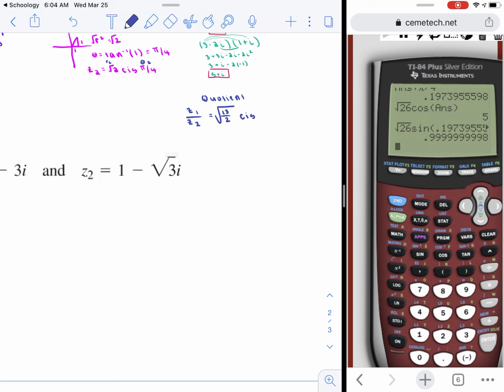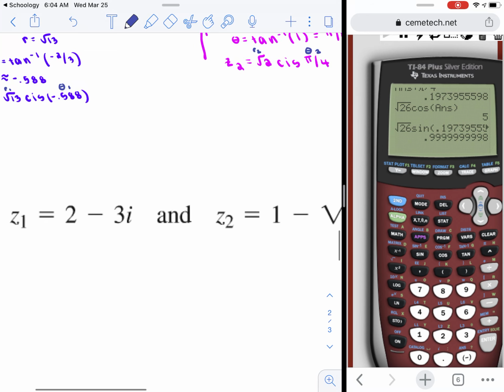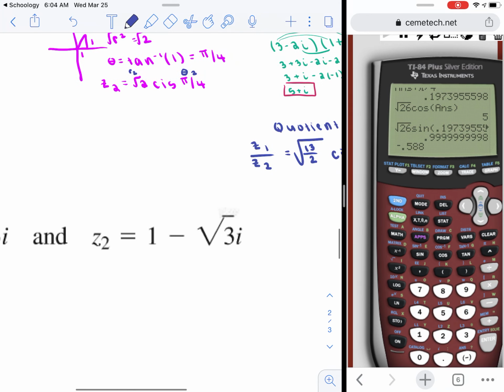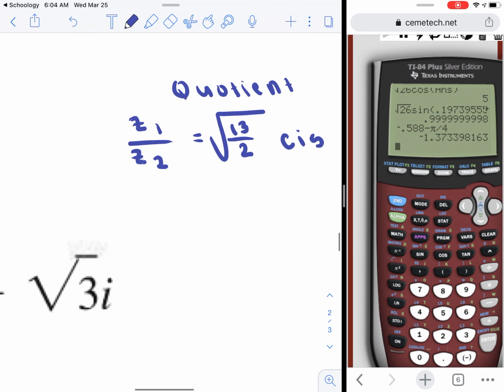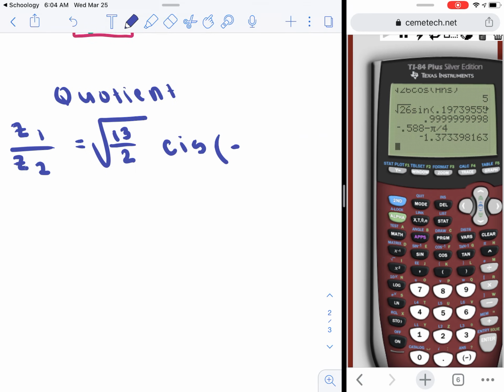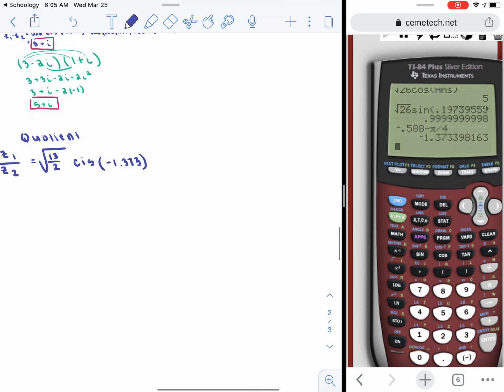cis, and then you can subtract those two angles now. So I can take this negative 0.588, and then I can subtract the pi divided by 4, and then I'm getting approximately negative 1.373. Now, again, the whole point is to actually find what this is in standard form. So what I could do is take the square root of 13 divided by 2, and then multiply that by the cosine of that angle.